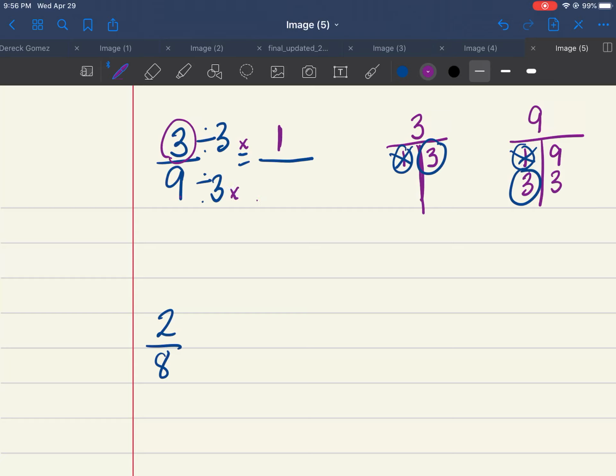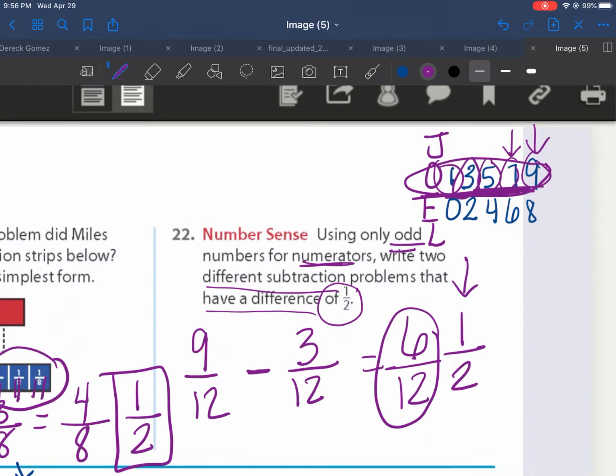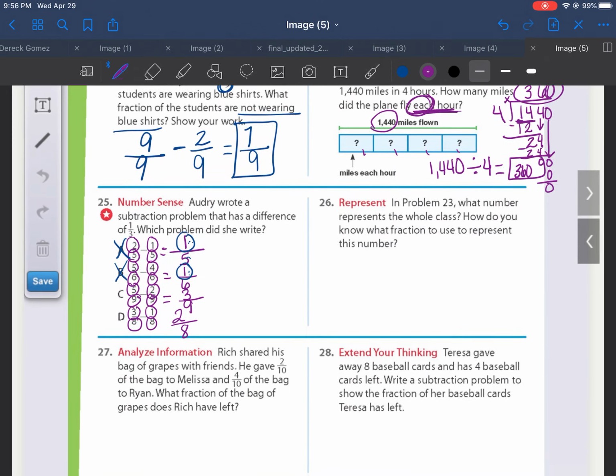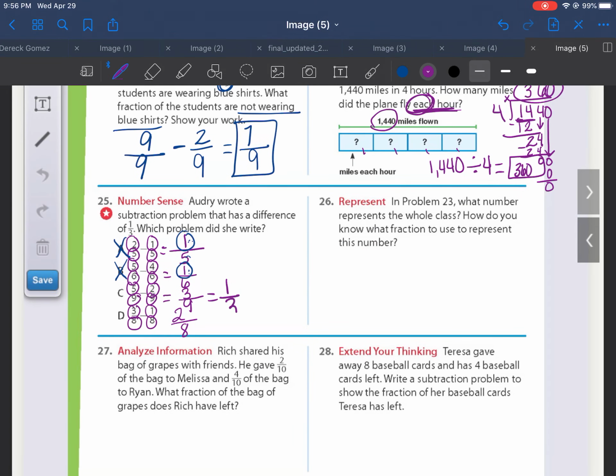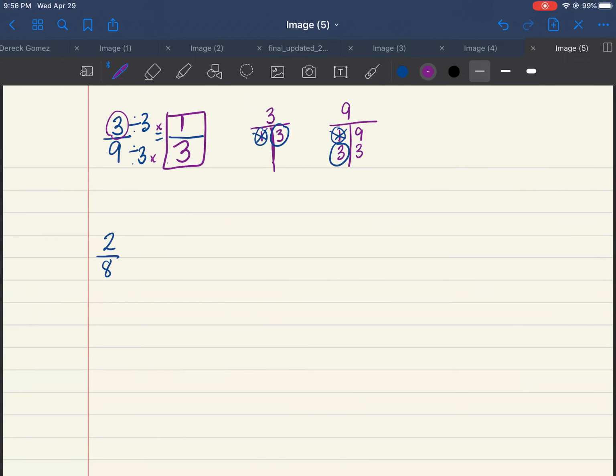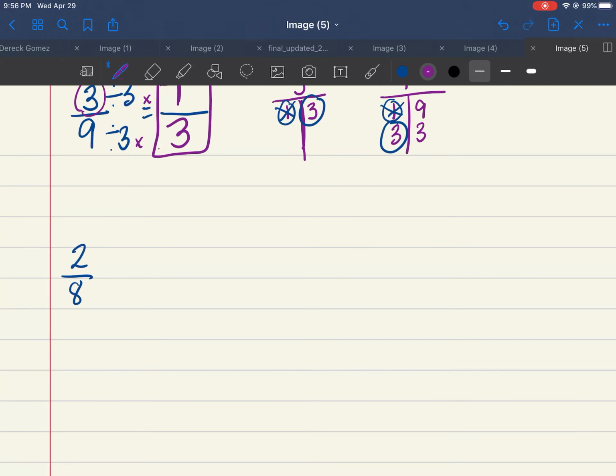And we're going to say 3 times what gives me 3? 3 times 1. 3 times what gives me 9? That is 3. So my new fraction is 1/3. I'm going to go ahead and do 2/8. So I'm going to do my t-chart for 2 and my t-chart for 8.